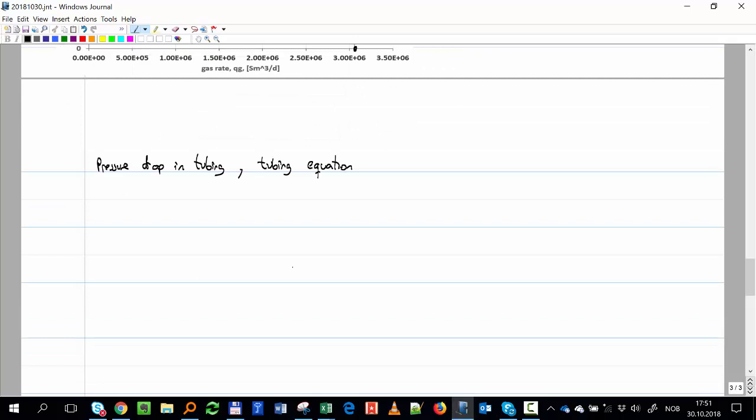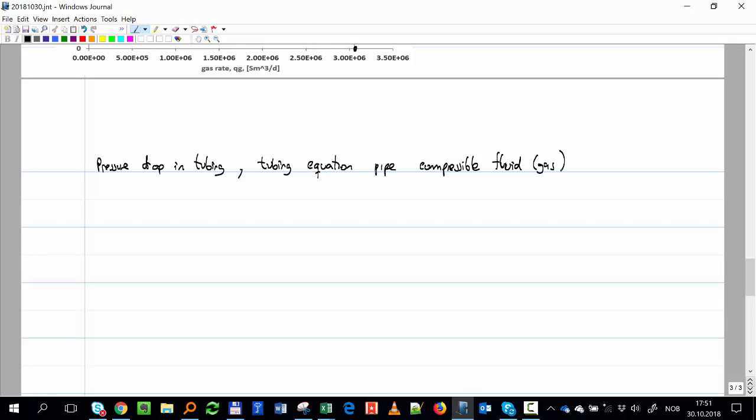Okay, the tubing is essentially a pipe. It's a conduit. So I have to calculate pressure drop in a pipe. And the problem is that it essentially is a compressible fluid. Okay, it's a gas. So that's one of the challenges we have to see how we tackle.